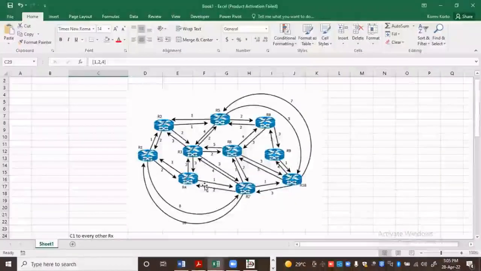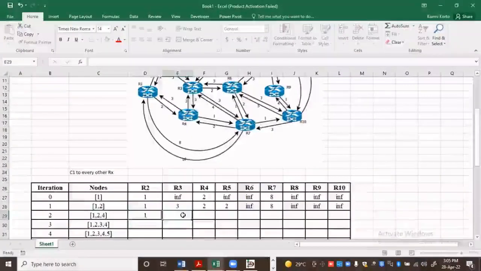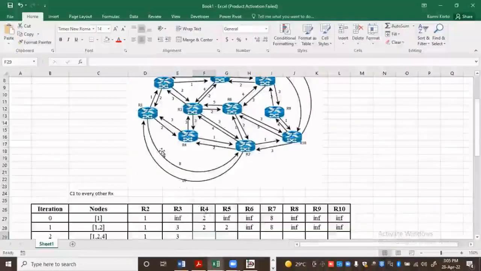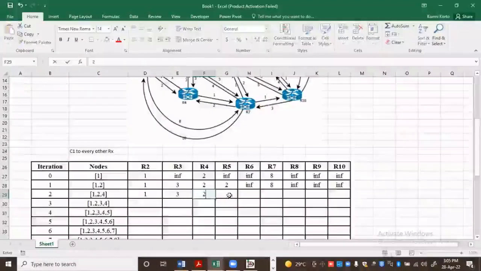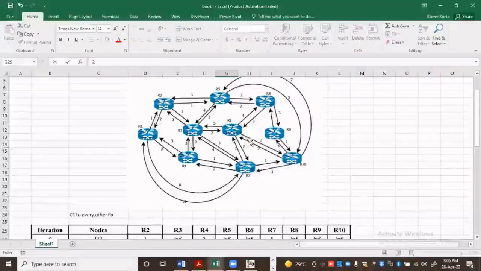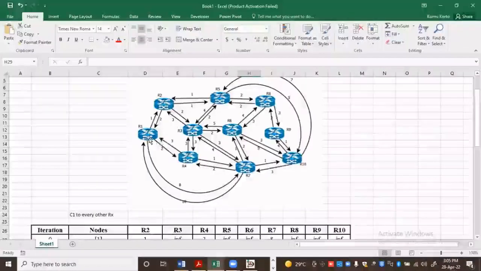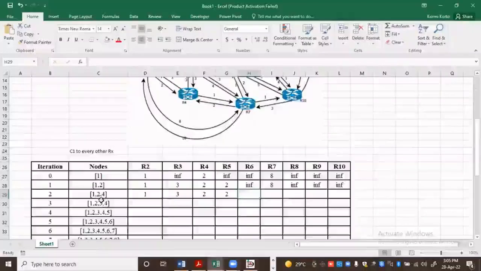So let's see what the numbers will be like. Router 1 will still be 1. Router 3 will still give you 3. Router 4, so let's say 4, we'll still give you the 2 here. So it'll still be 2. Router 5 will still give you a 2 because it's 1 plus 1, 2. By router 6, it will still be infinite because even though we have 1, 2, and 4, 6 in the middle over here, we have to go through either 3 or 8, and we don't have that. We don't have 3, we don't have 8. So 6 will still be infinite.